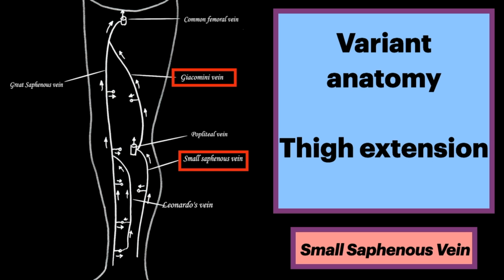Variant anatomy includes the small saphenous joining the common gastrocnemius vein before draining into the popliteal vein. The small saphenous may also not communicate with the popliteal vein, but drain into the great saphenous vein instead. And lastly, the small saphenous may merge with the Giacomini vein, draining into the great saphenous vein at the superior third of the thigh. We made a prior video on this.